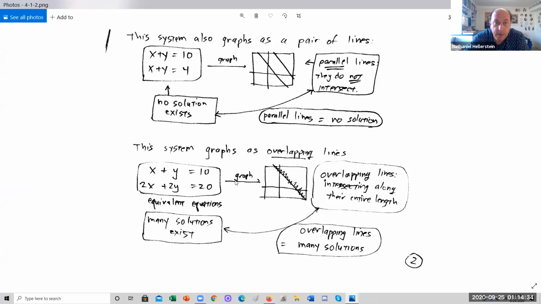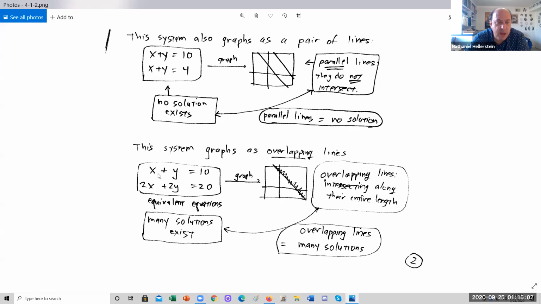Now, there are also systems whose graphs are parallel lines. Here's x plus y equals 10 with this graph here, and x plus y equals 4 with this graph here. They're parallel lines, so they do not intersect, and that should make sense because there's no solution of the system. Poor x plus y is trying to be 2 things at once. So no solution exists, and that's what parallel lines mean. No solution means the graphs are parallel lines.